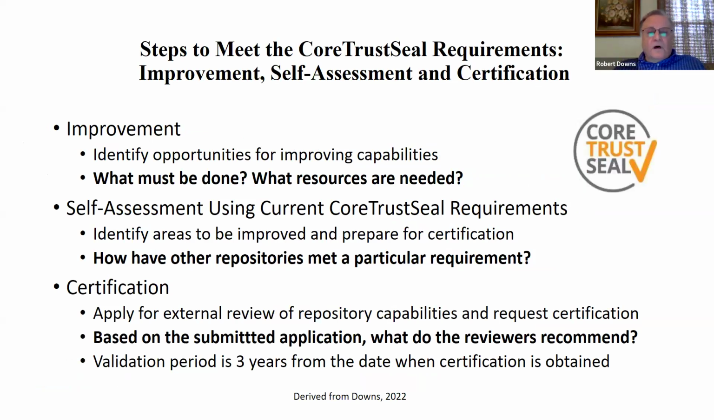So what are the steps involved? Well, first, the repository, in looking at the CoreTrustSeal requirements, looks at what improvements need to be done and what resources are needed. And you can use the template, for example, to make notes of these things. We need to do this. We would need to get capabilities to do this. We might need to train our staff, for example. And we would conduct this self-assessment, and there we're identifying each area to be improved, and then preparing that by describing what we've done in terms of improvement.